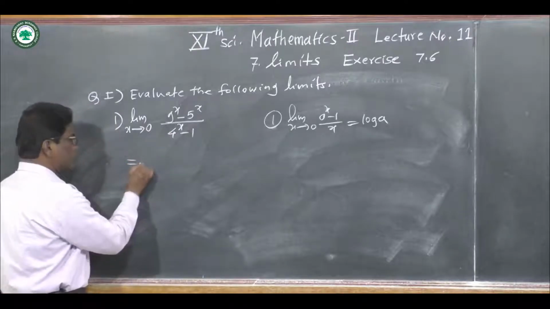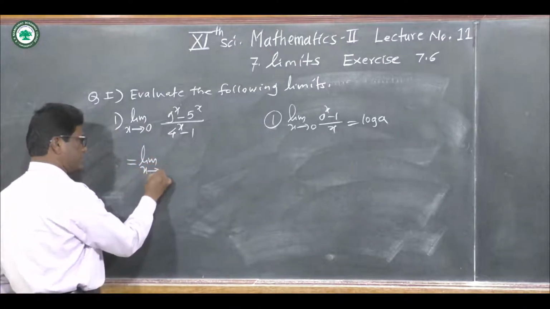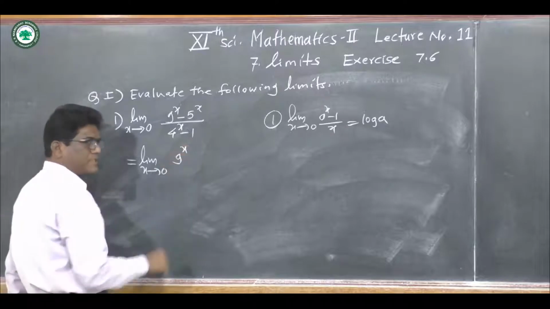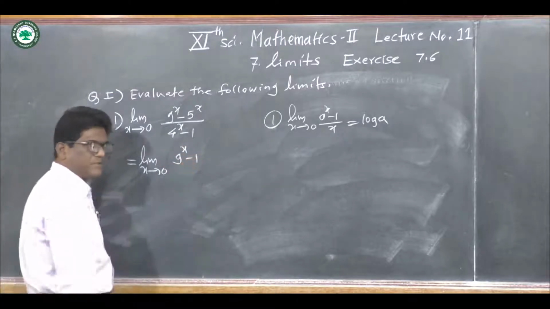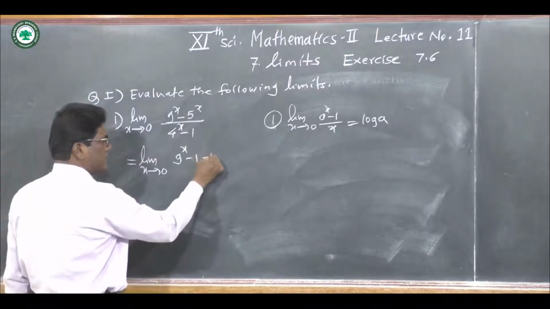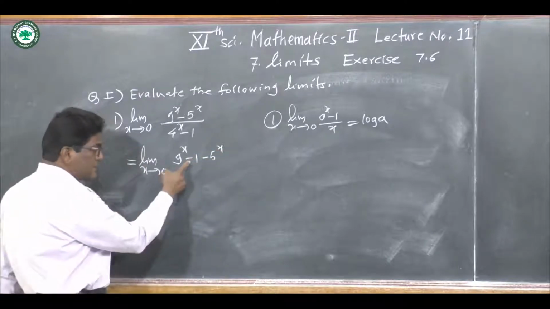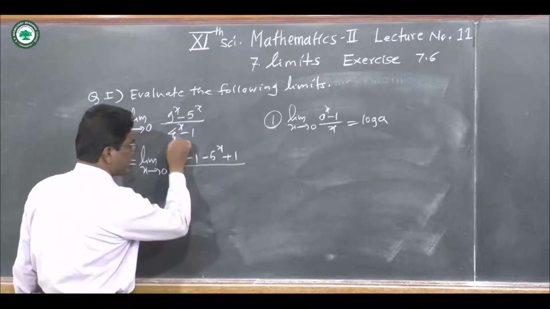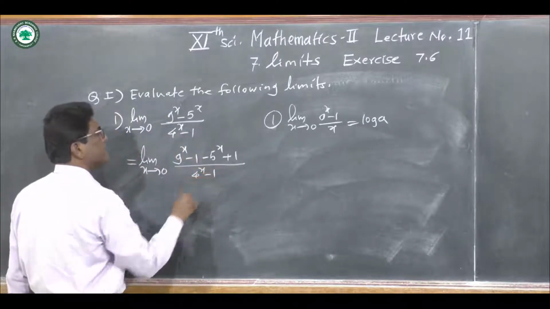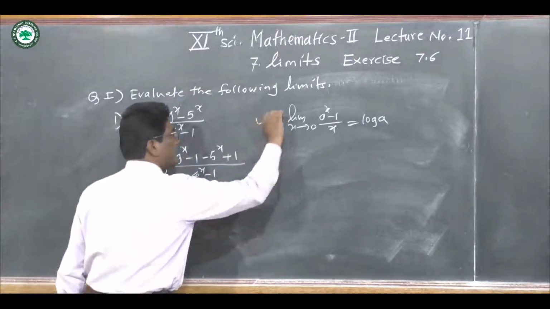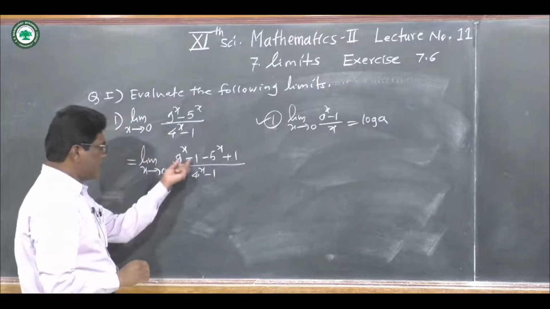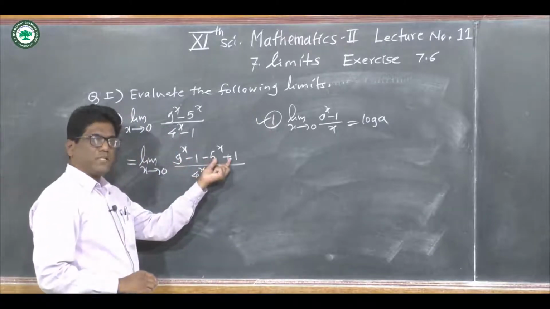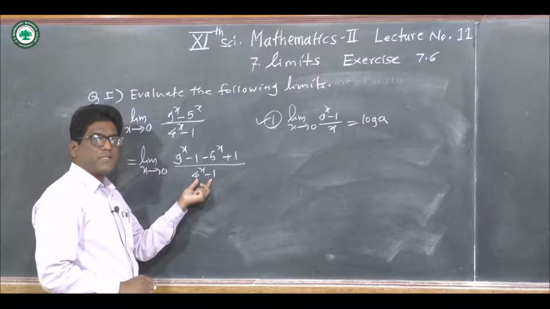So it is equal to the limit as x tends to 0 of: here 9 to the power x, we want minus 1, so take minus 1. Now minus 5 to the power x. Now cancel this minus 1 by taking plus 1, and divided by 4 to the power x minus 1. It means we have to use this standard formula 3 times: a to the power x minus 1, each time.